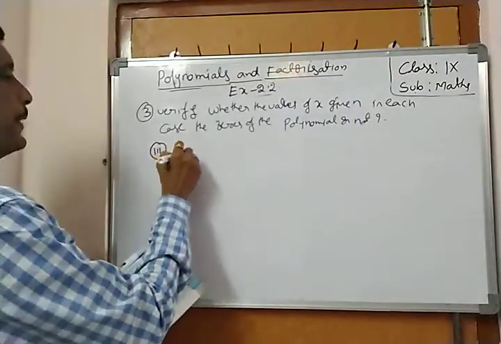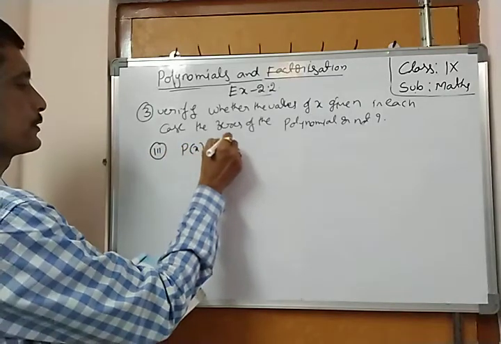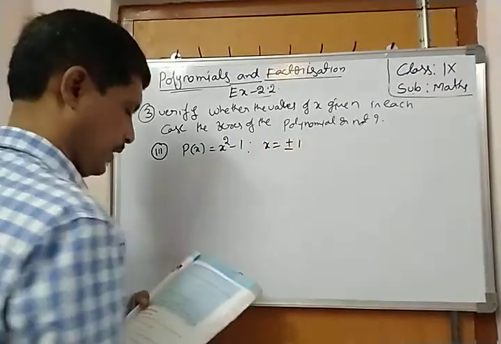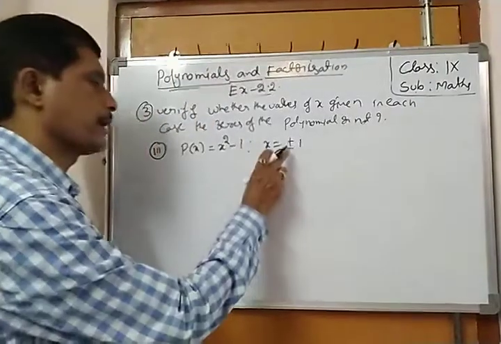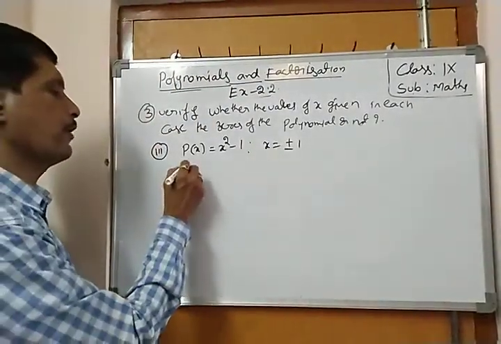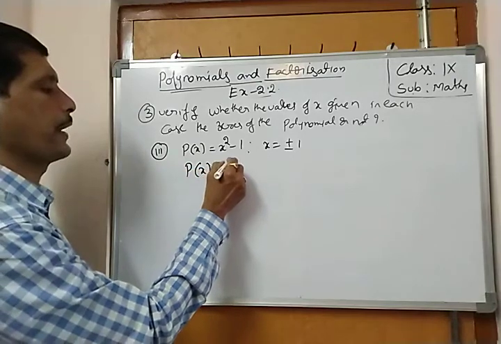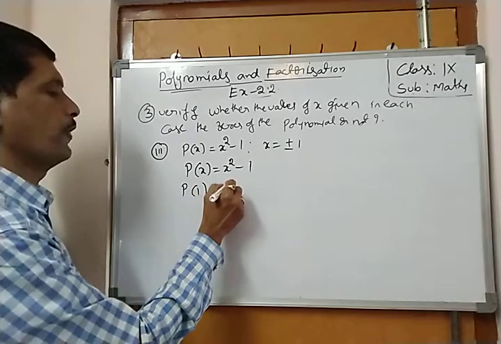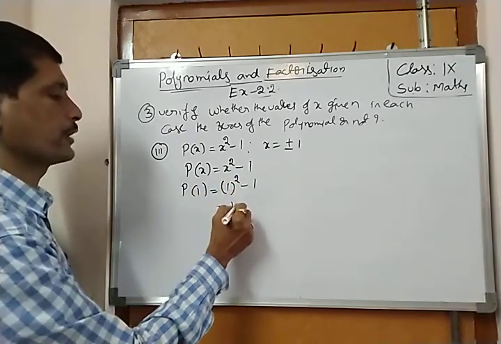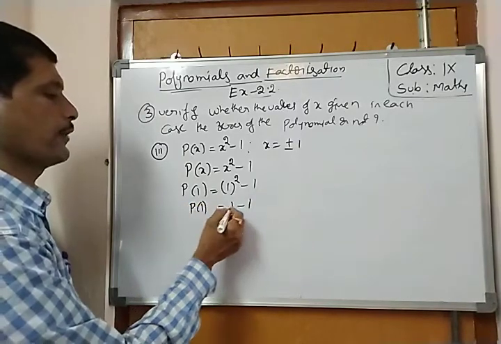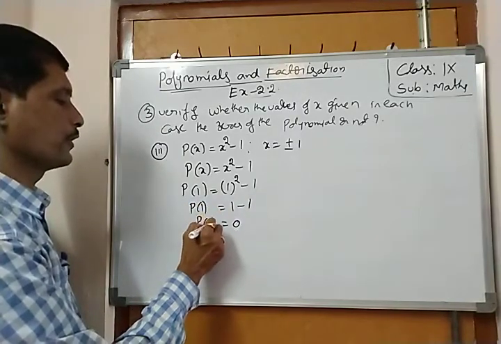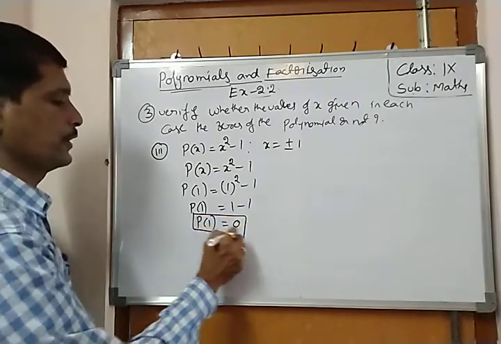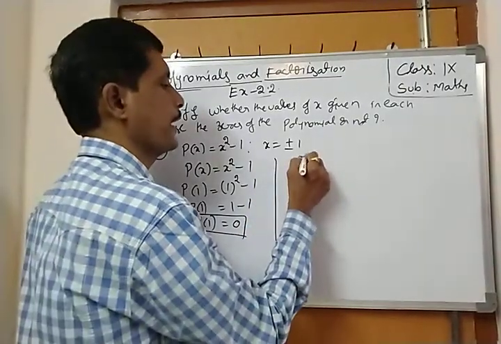Third one, p of x equals x square minus 1, where x equals plus and minus 1. Here x equals plus 1 and minus 1. First take x equals 1. p of 1 equals 1 whole square minus 1, that is 1 minus 1, which is 0. The value of p of 1 is 0. Next, the same with x equals minus 1.